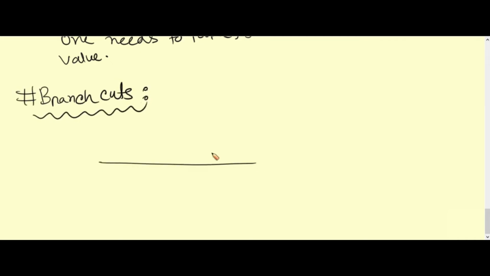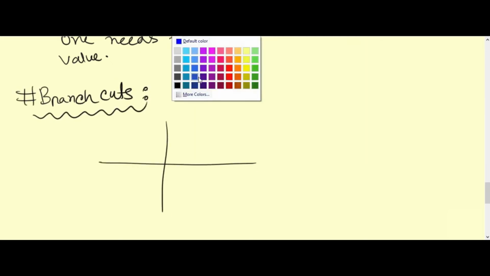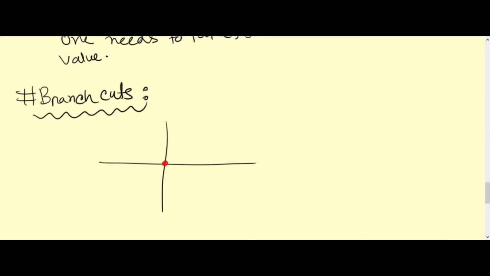So we saw that z equals 0 is a branch point for f of z equals square root of z, right? So this was our 0. This is one of the branch points. And let's say this is our infinity over here. Or you can always just not write infinity in the diagram.